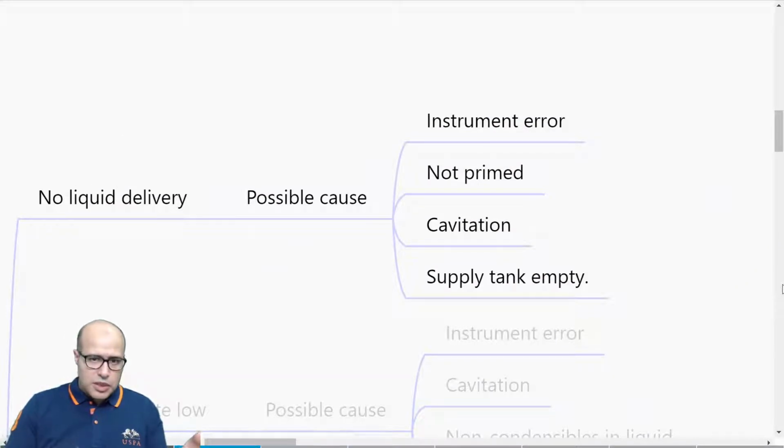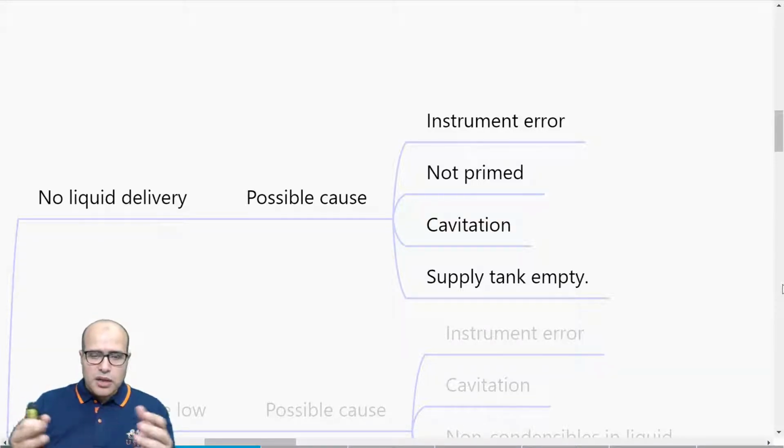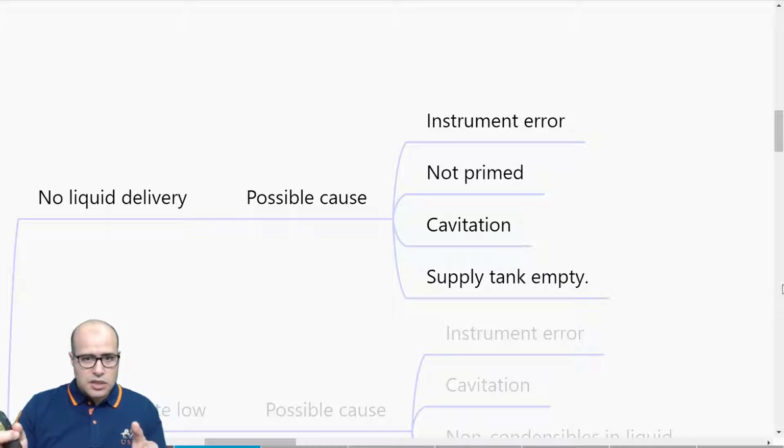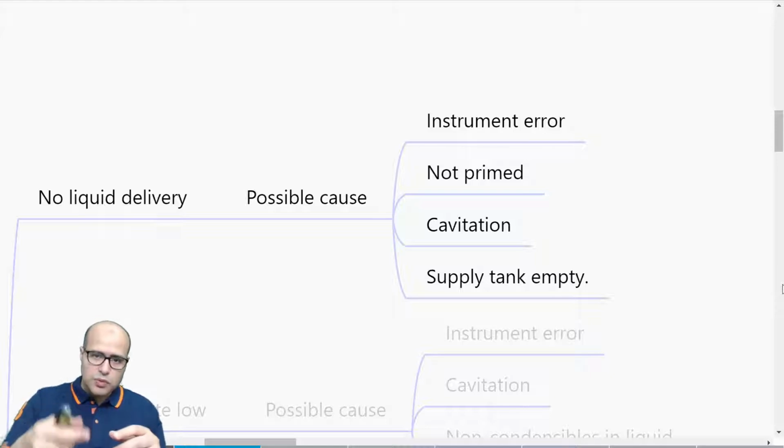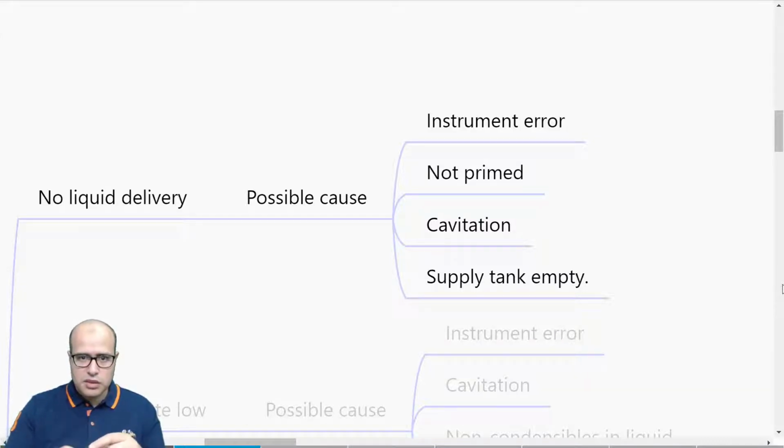The first thing that we can see is that maybe there is no liquid delivery. The pump is not pumping or not providing any liquid flow. Maybe it is fake, just an instrument error, so we need to check our instrument. Maybe the pump is not primed. Here, priming means filling the casing and the discharge line with liquid, so we can help the pump to start the pumping effect, the centrifugal effect.